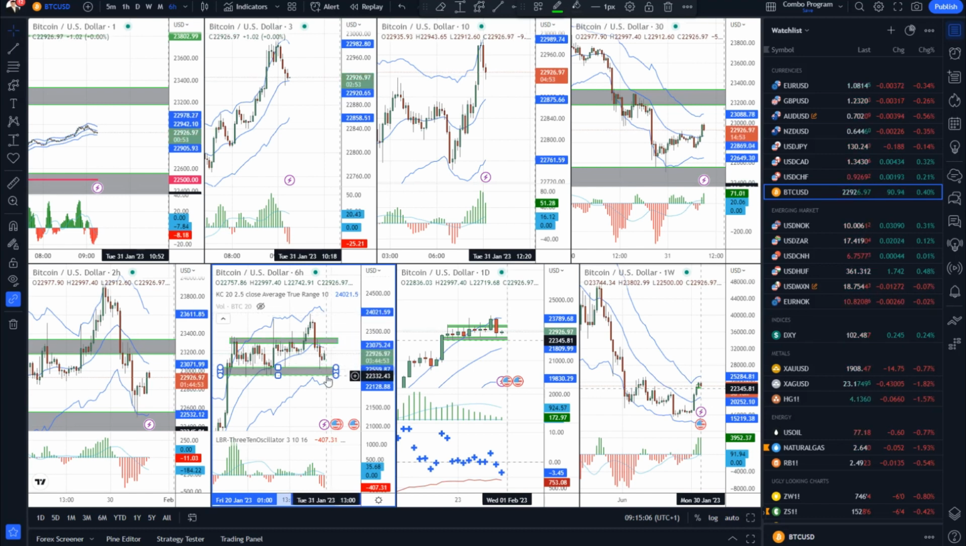But in the case of a downside breakout of 23,000, like 23,300, then there is a chance for lower prices, maybe even towards 21,650.